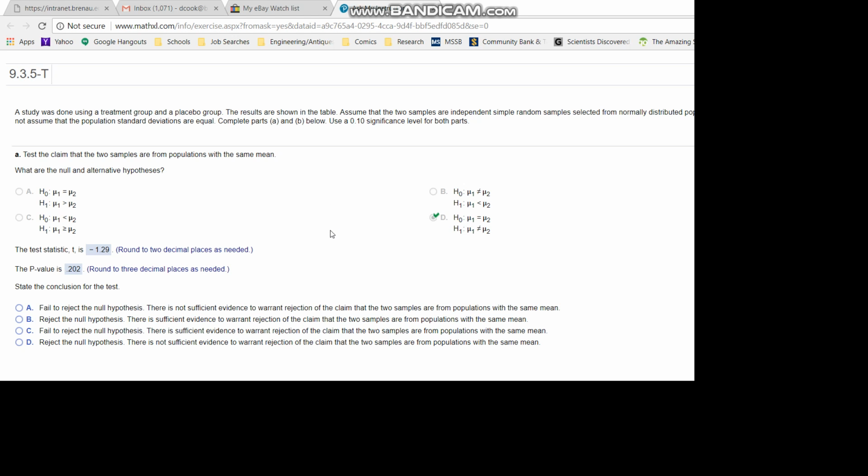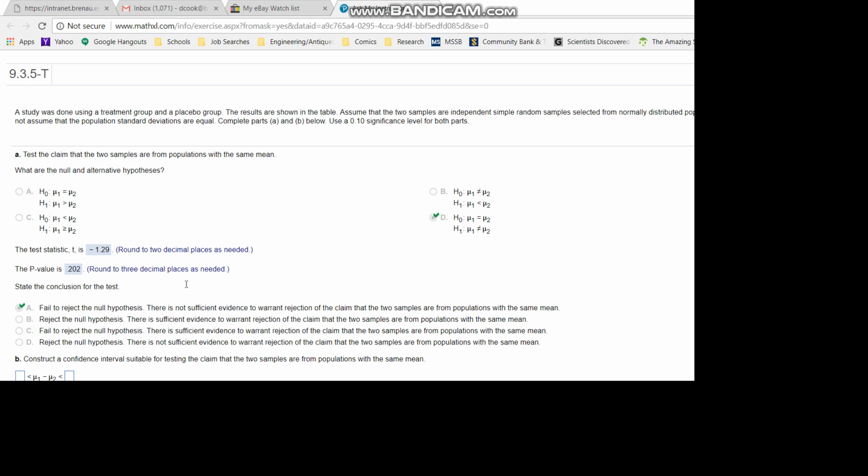Okay, so now it's time to make the decision. Since the p-value is bigger than alpha, I will fail to reject the null. So therefore, B and D can be eliminated. Looking at A and C more intently, we see that A is going to be the answer because we failed to reject and there is not sufficient evidence.